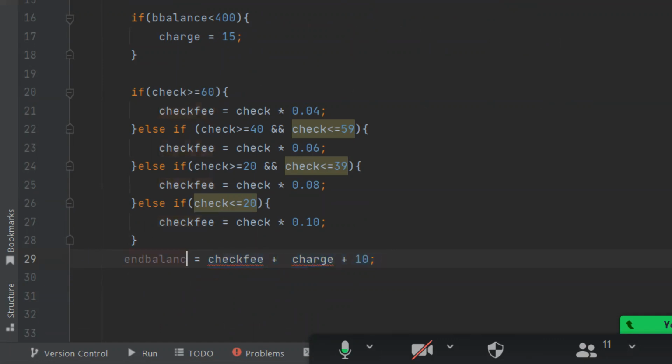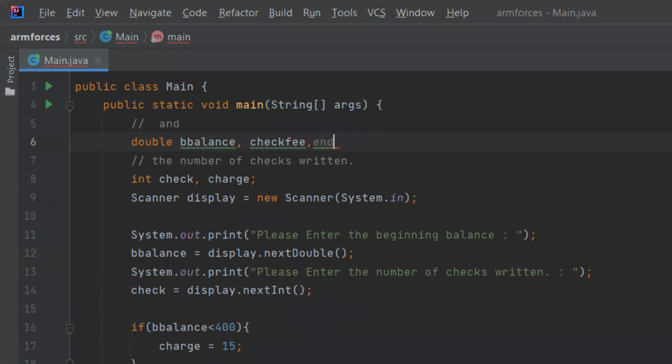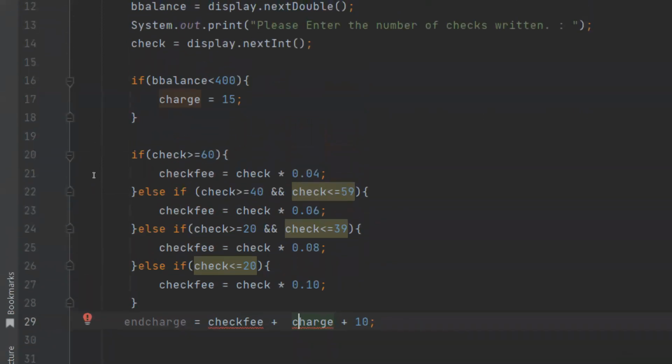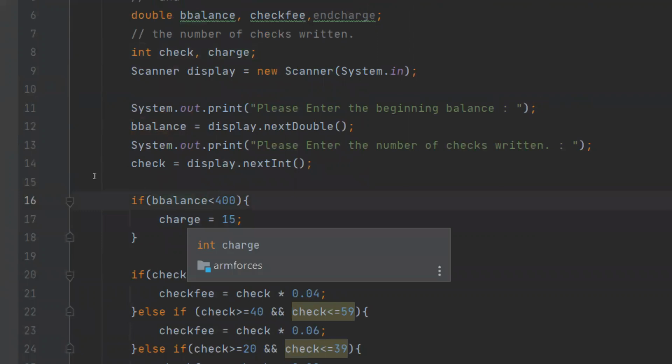If I call it end balance, someone will be confused. So let me call it end charge, so that everybody knows that this is the end charge. Are we okay? Let me call it N charge. Good. Now, why is this underlined? It is underlined for a very important reason. You can see that over here, I'm using charge. I will only use charge if the person's balance falls below 400. That means that if the person's balance does not fall below 400, I will never use charge in my program. It will never be used.